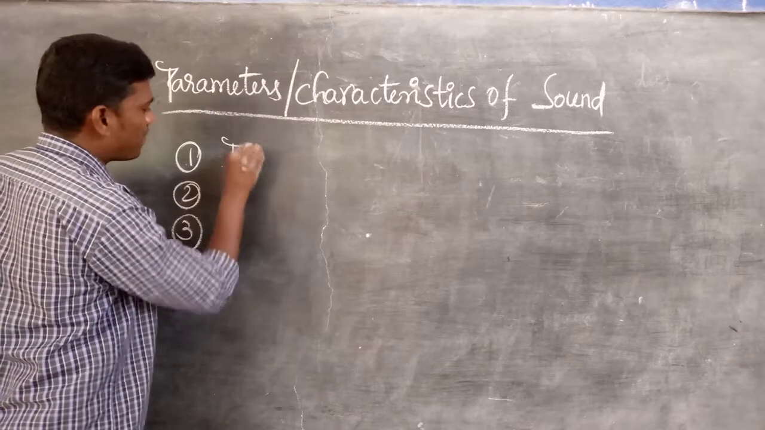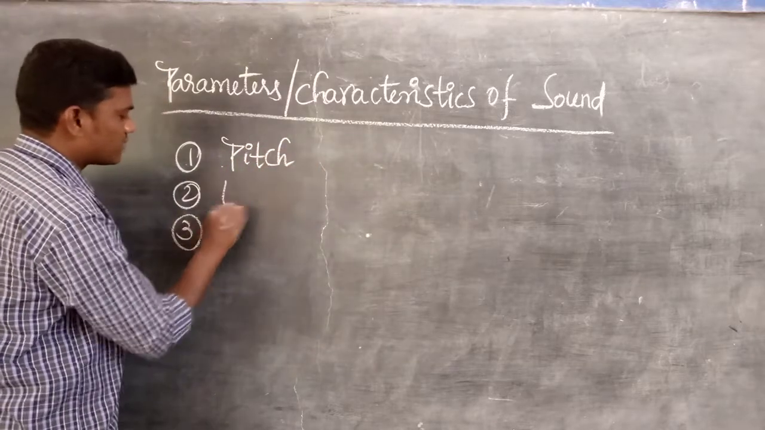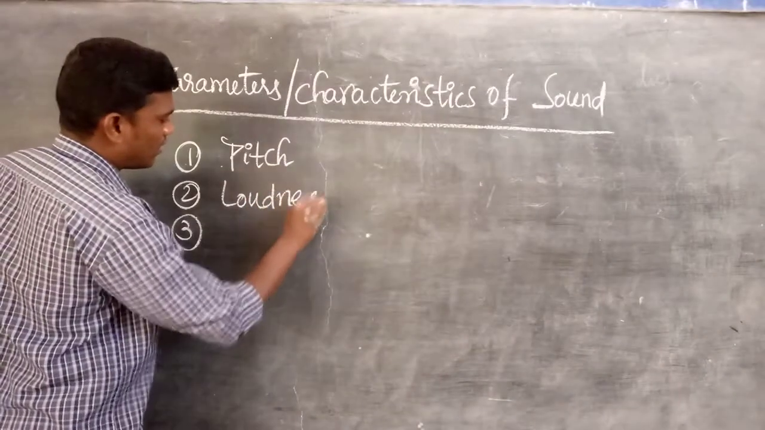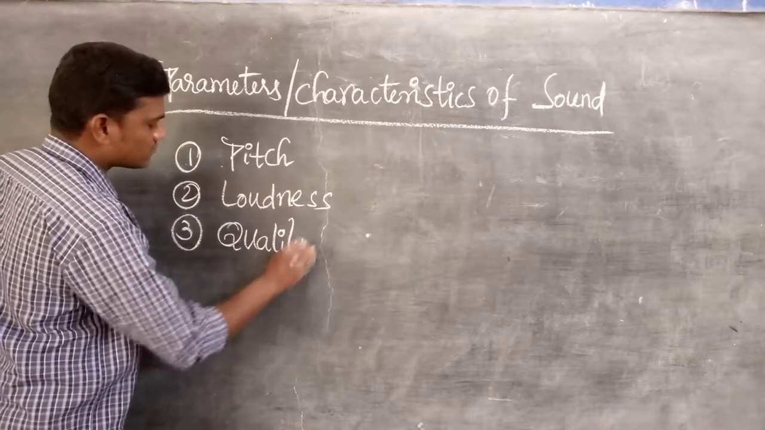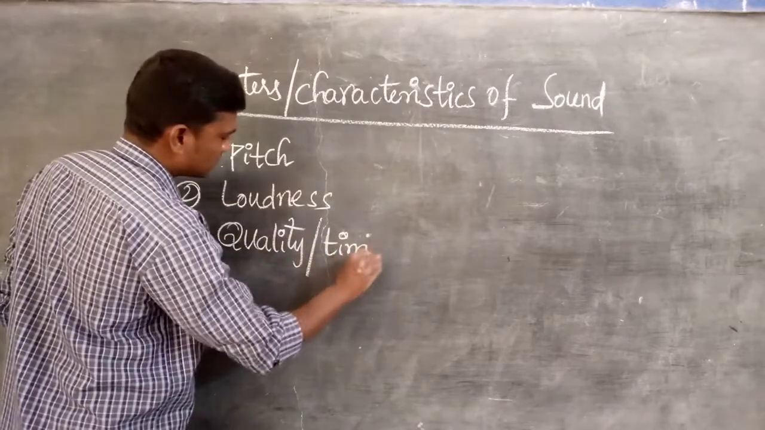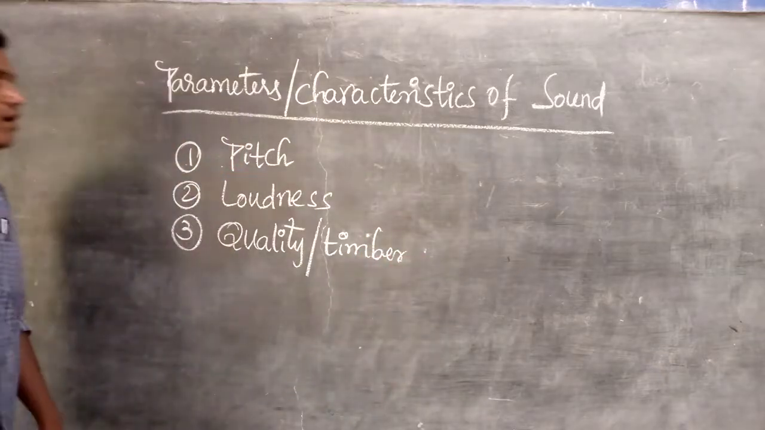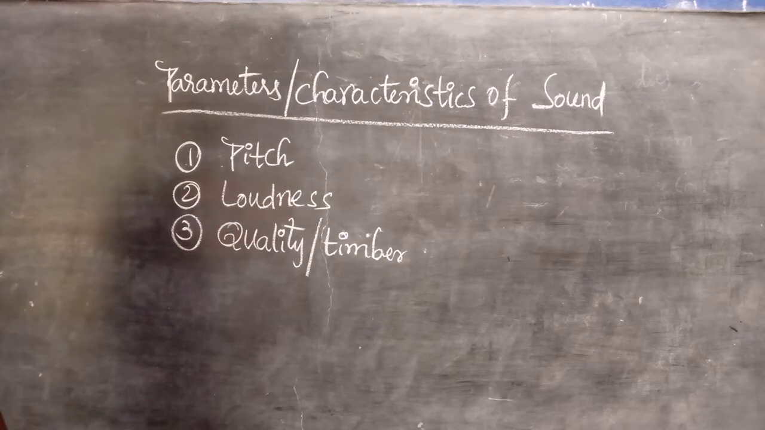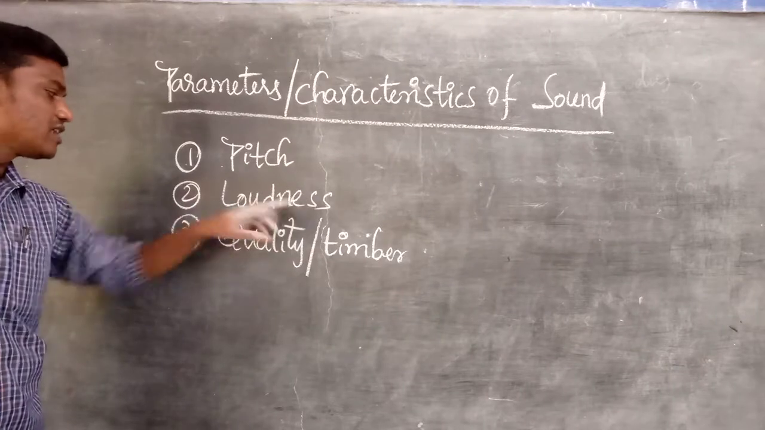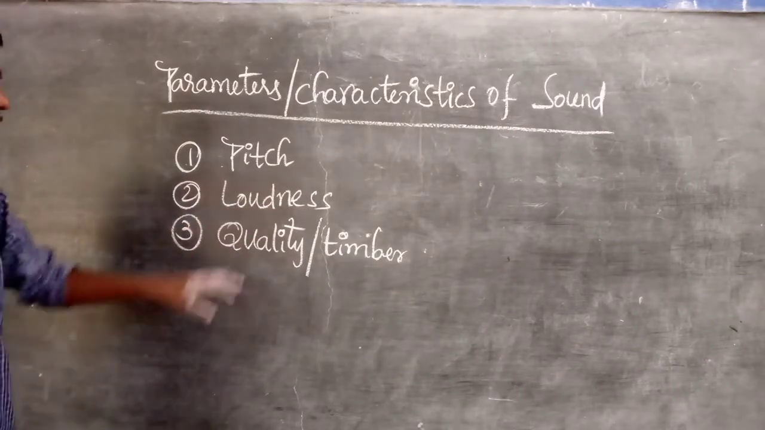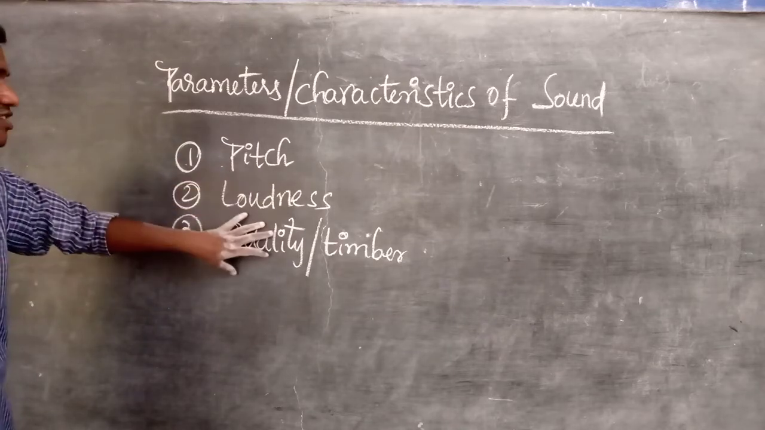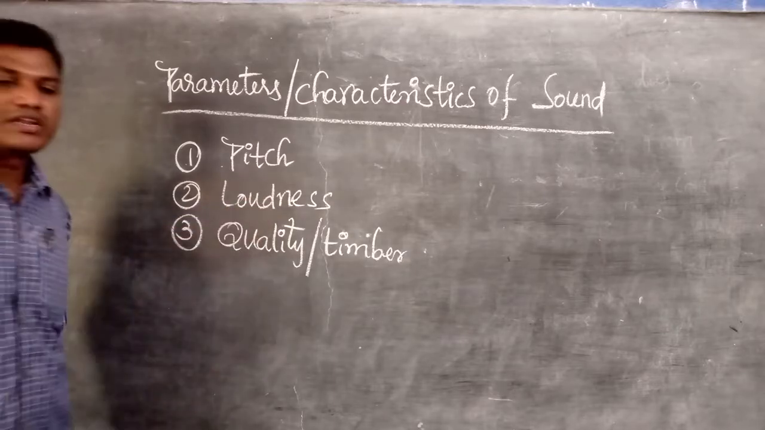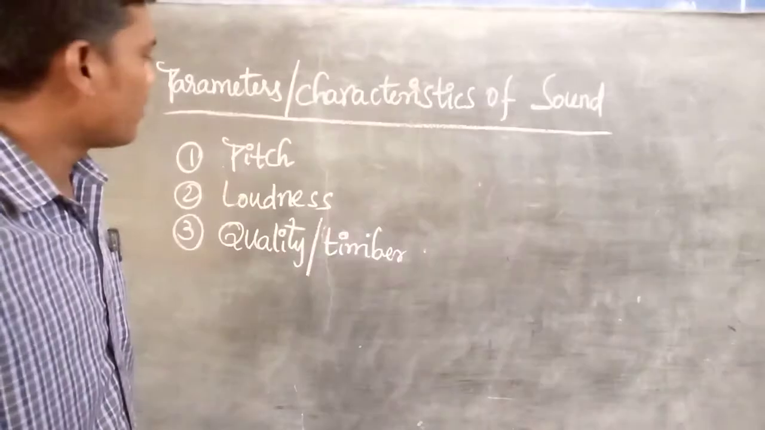First one is the pitch, second one is loudness, third one is quality or timbre. So how many parameters or characteristics of sound are there? Totally 3. First is the pitch, second is the loudness and third is the quality or timbre. But among these 3, pitch and loudness are the major ones. Quality is just what differs between two musical instruments having the same pitch and loudness.